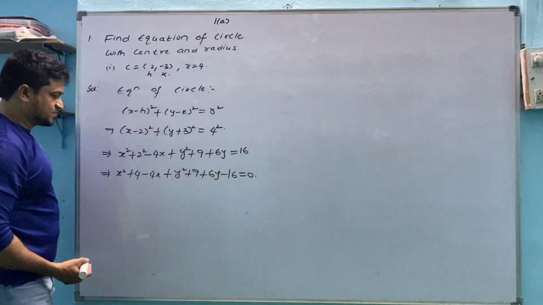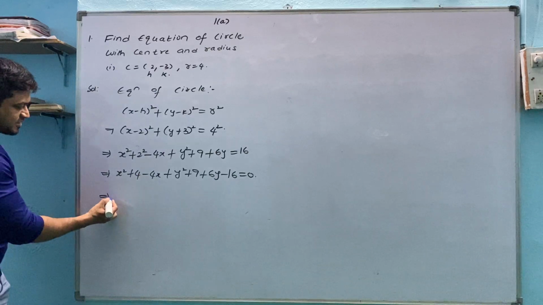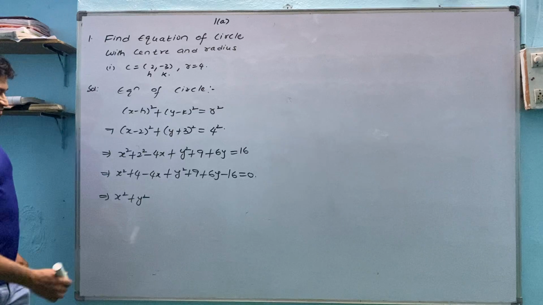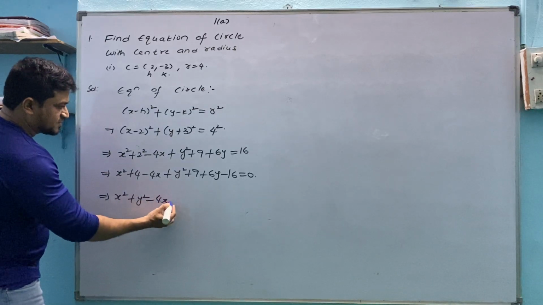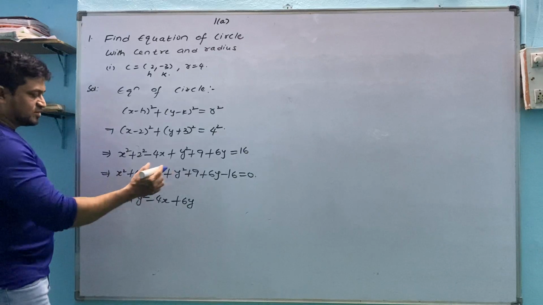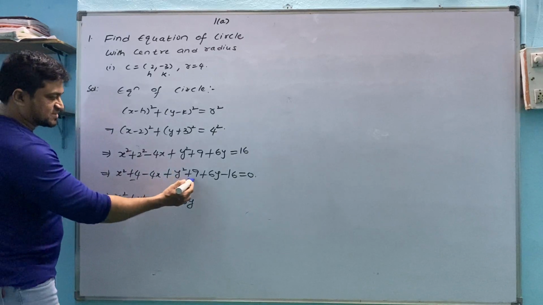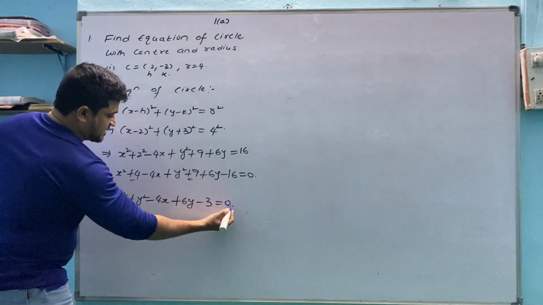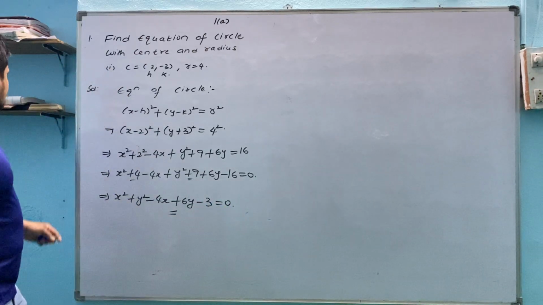is equal to 0. Now writing in order: x square plus y square, then x term, then y term, then add all the constants: 4 plus 9, 13, minus 16, minus 3 equals to 0 is the required equation of circle.